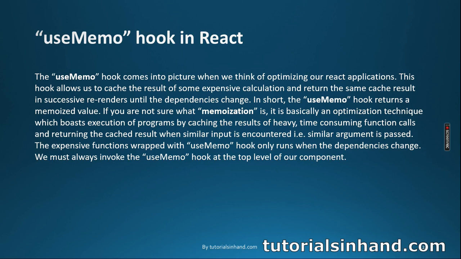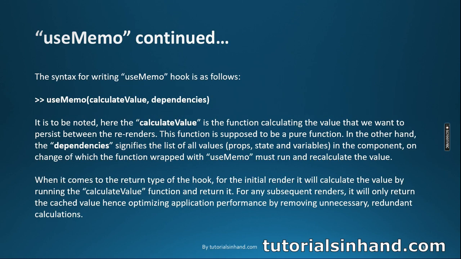If you are not sure what memoization is, it is basically an optimization technique which boosts execution of programs by caching the results of heavy time-consuming function calls and returning the cached result when similar input is encountered. That is, a similar argument is passed. The expensive functions wrapped with useMemo hook only run when the dependencies change. We must always invoke the useMemo hook at the top level of our component.